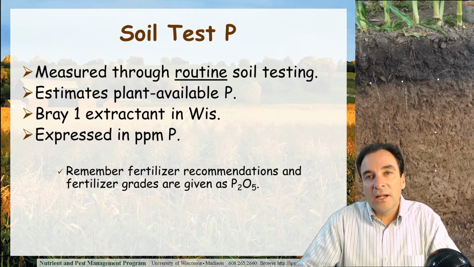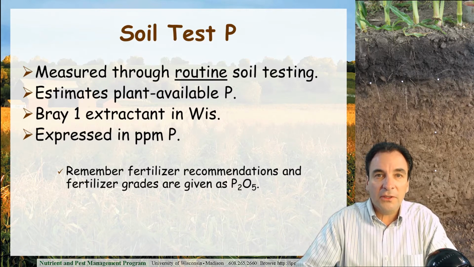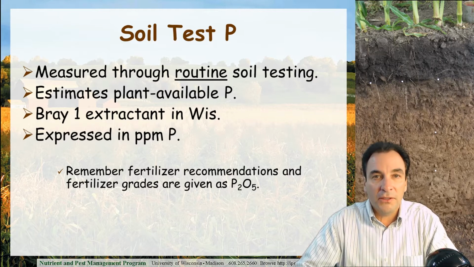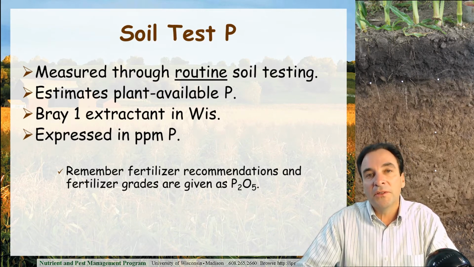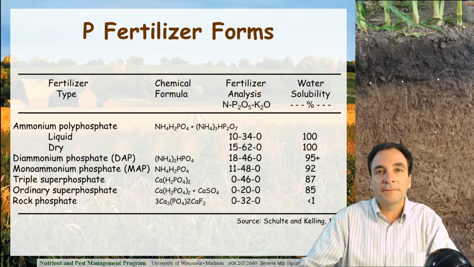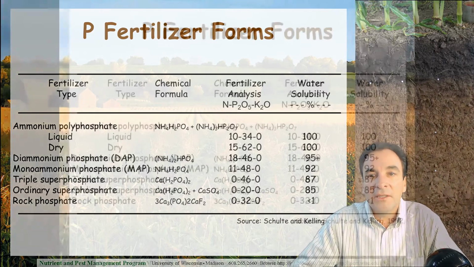We measure our concentration of phosphorus in soil and our soil test results in parts per million phosphorus. Remember, fertilizer recommendations and fertilizer grades are given as P2O5, phosphorus in the oxide form, but soil test phosphorus is measured in parts per million of phosphorus. Various forms of phosphorus fertilizer are available.